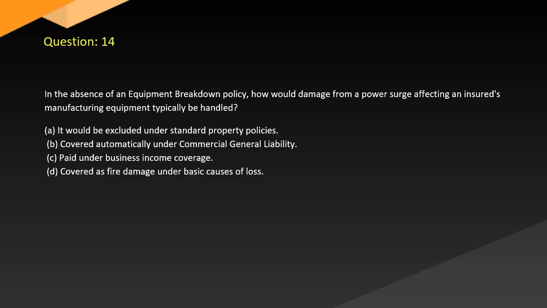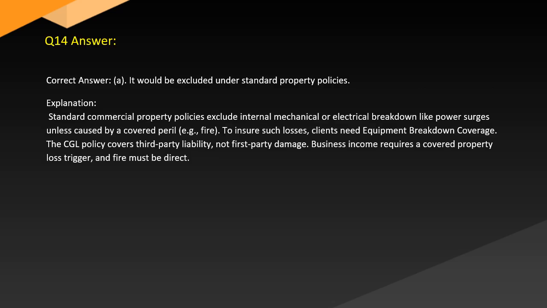Question 14. In the absence of an equipment breakdown policy, how would damage from a power surge affecting an insured's manufacturing equipment typically be handled? A. It would be excluded under standard property policies. B. Covered automatically under commercial general liability. C. Paid under business income coverage. D. Covered as fire damage under basic causes of loss. Answer. Correct answer: A. It would be excluded under standard property policies.